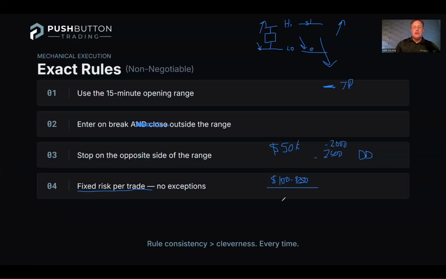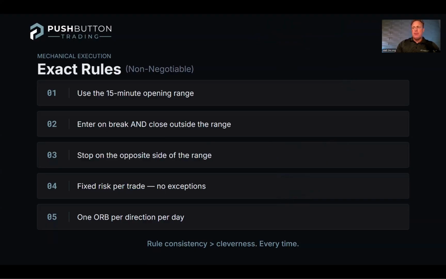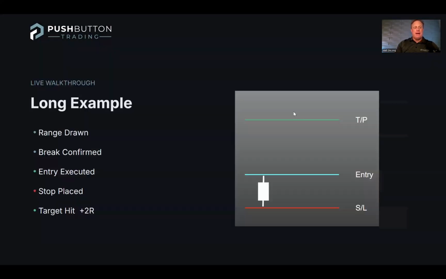What does that mean? It means if you lose $100, if you lose $250, right? We're not risking the entire $2,500 drawdown on a single trade, okay? And then again, this does imply that it's one trade per day, one ORB per direction, right? Because the opening range happens once, and then price moves above or below that the rest of the day, okay? So let's look at some specific examples, and let's look first at our long, or bullish, example, okay?